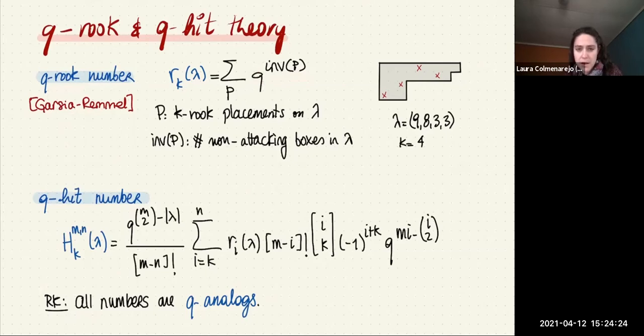So the way that I'm going to define them is I'm going to have a rook placement. So I'm going to put k rooks in a partition. So here I have the partition 9, 8, 3, 3, and I have put in 4 rooks. And the condition is that I can have at most 1 rook per row and column, and they cannot touch.